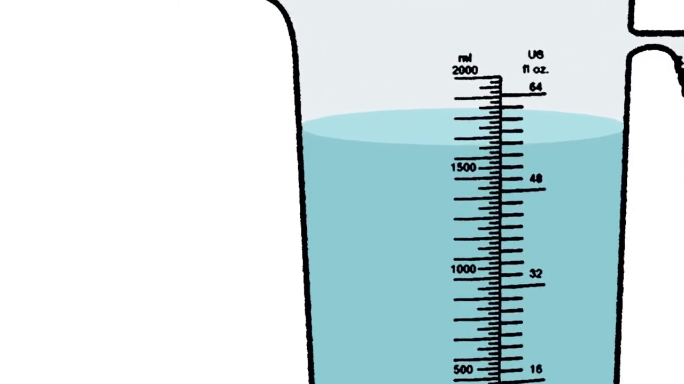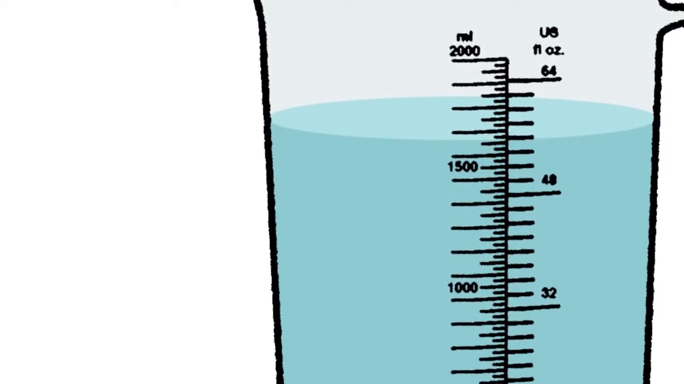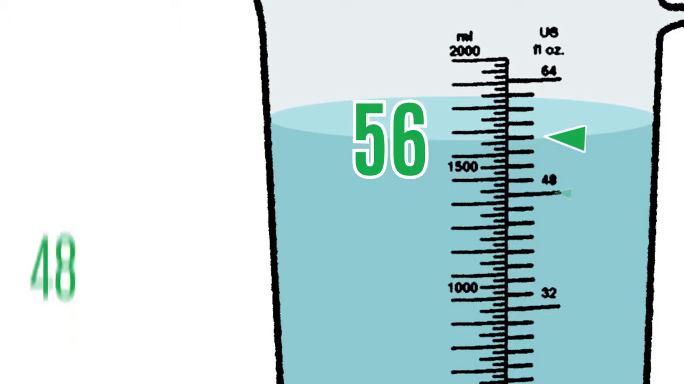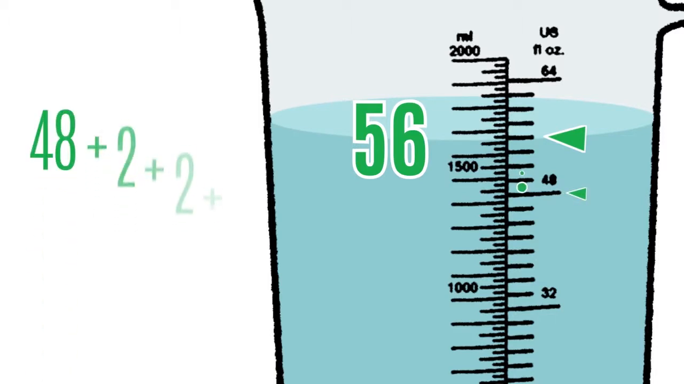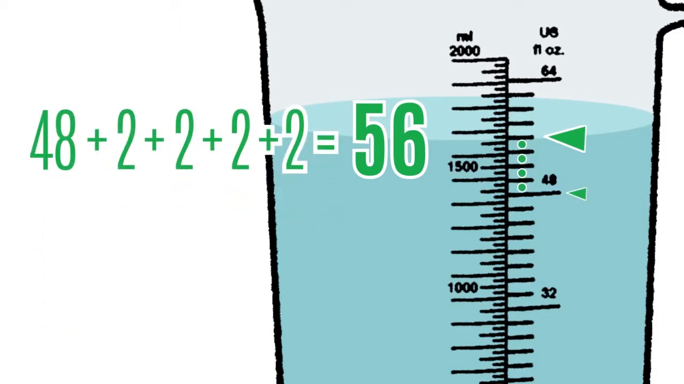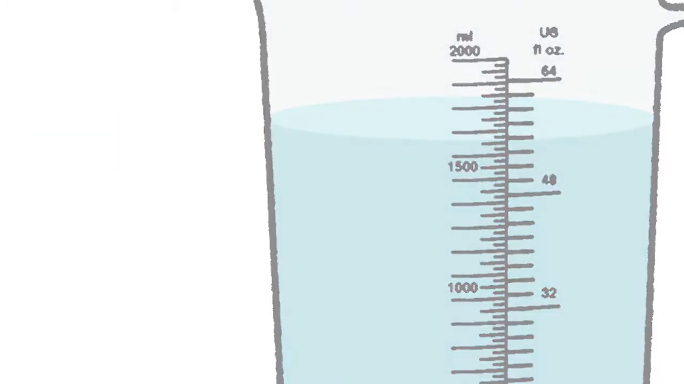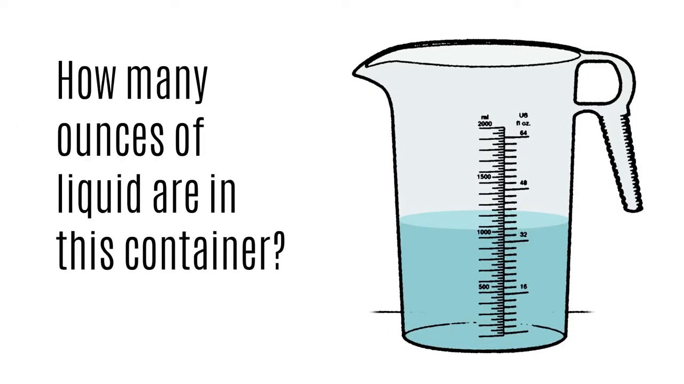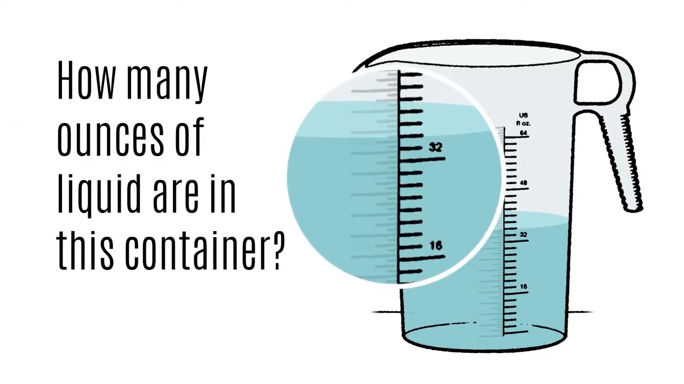Through these steps, we determine that the amount of liquid captured in the measuring container is 56 ounces. We see that because the liquid is above the 48-ounce marking, and then we counted 4 more spaces equaling 2 ounces each. Now, let's practice. Based on what we learned, how many ounces of liquid are in this container?